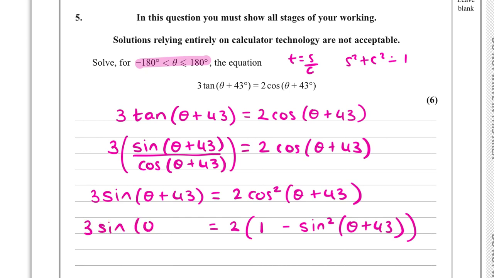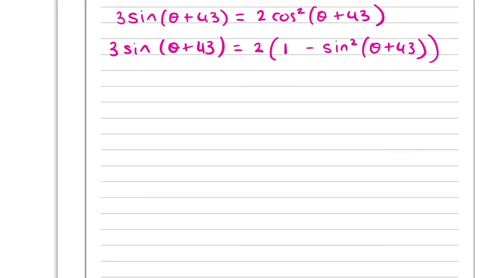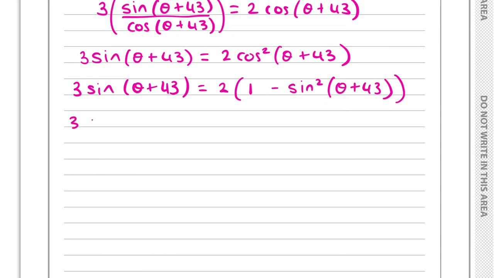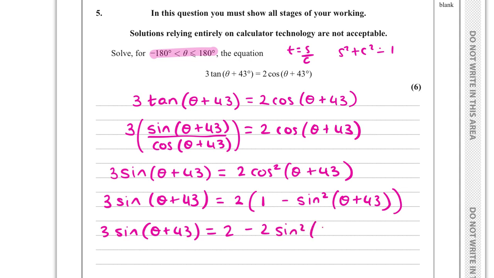And then I have my 3 sine of theta plus 43. Now, remember, this is 6 marks. You need to be showing all stages of your working. It literally says that in bold. Don't skip steps. Okay, that's lazy. So then I'm going to have 3 sine of theta plus 43 equals 2 lots of 1 minus sine squared of theta plus 43.